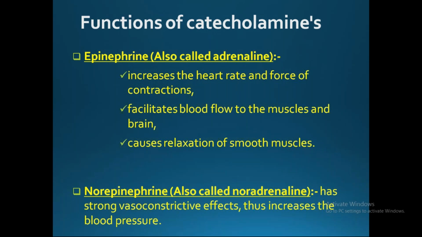And it facilitates blood flow to the muscles and brain. It relaxes smooth muscles. Okay. So when you want to run or when you want to fight, you need to have intense focus and intense energy. This is provided by increasing blood flow to the muscles and brain, and it causes relaxation of smooth muscles, because if the smooth muscles are also functioning, they might also consume the blood. That is why the blood is diverted from the peripheries and the smooth muscles will relax.